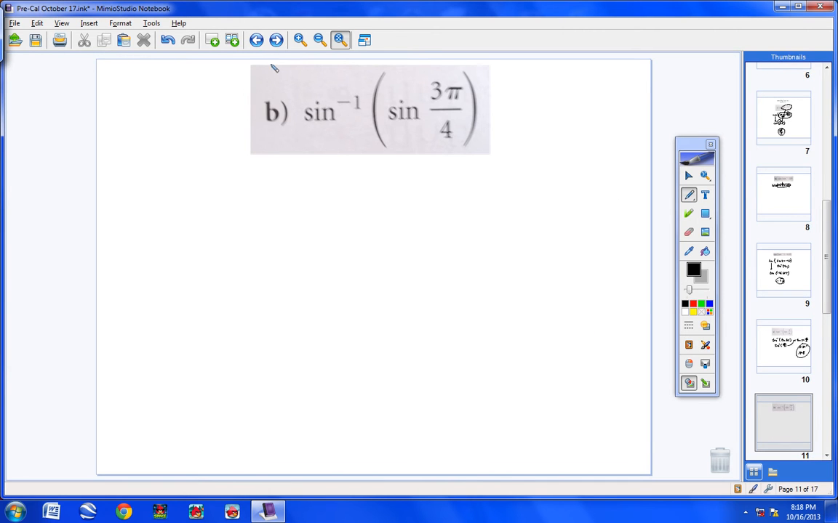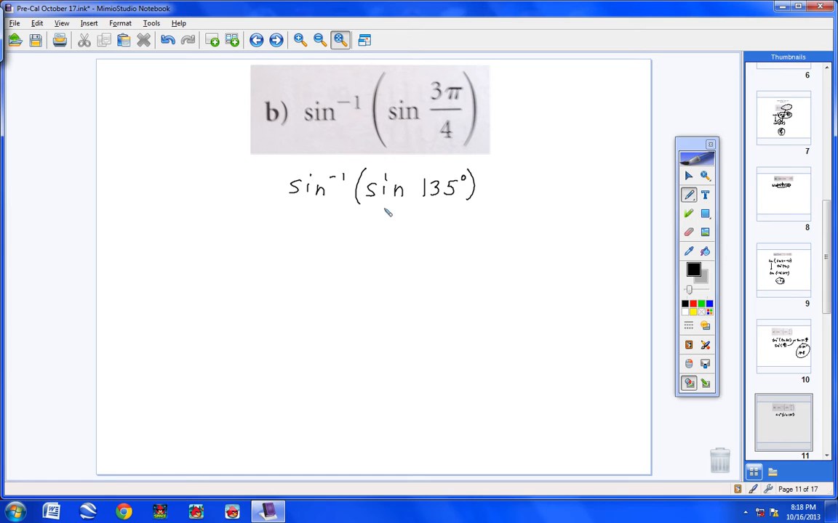All right. Inverse sine of sine of 3 pi over 4. Now again, for me, I'm going to start off by converting my radians to degrees. It's very helpful. So let's see, what would that be? 180 divided by 4 is 45, times 3 is 135 degrees. So there we go. All right.